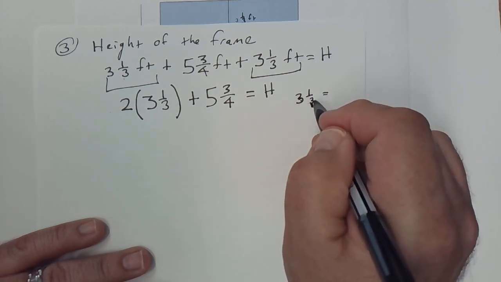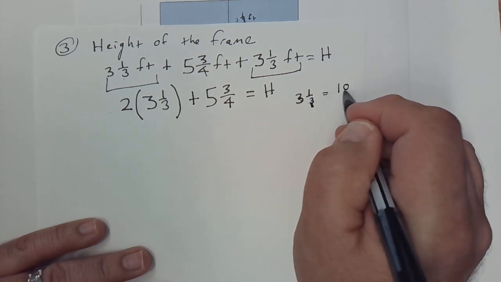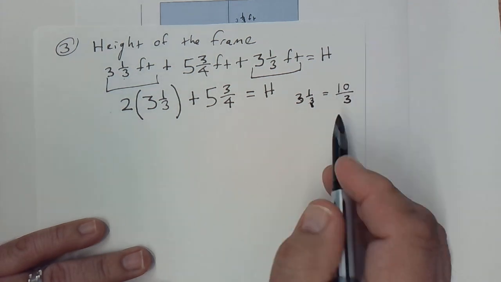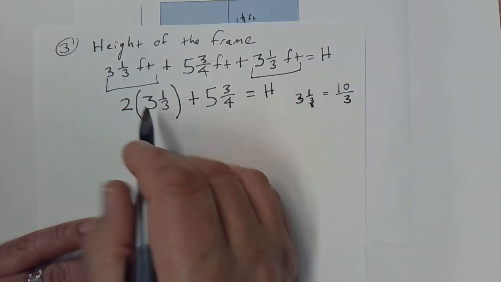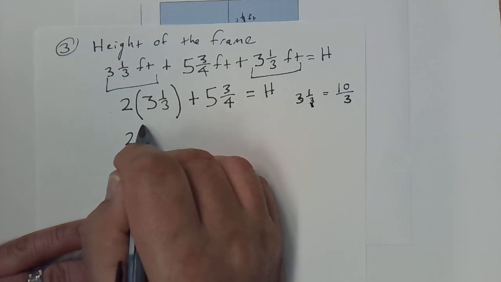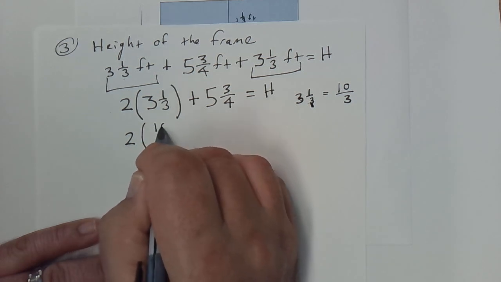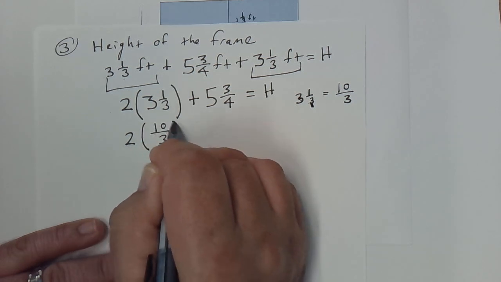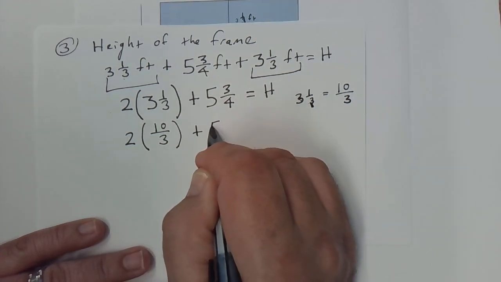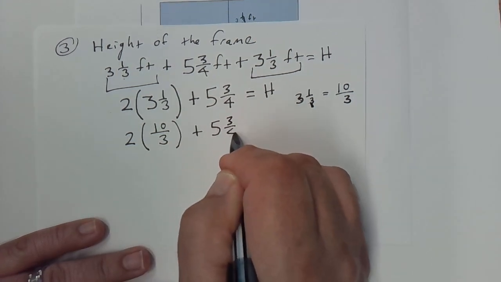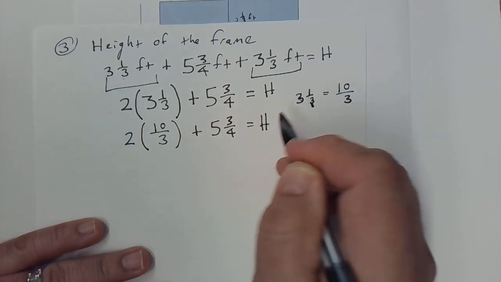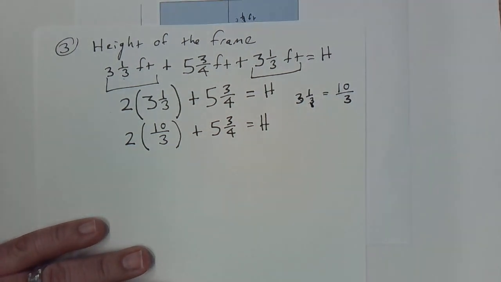So 3 times 3 is 9, plus 1 is 10. So it's 10/3 is my improper fraction. So let's rewrite this here. 2 times 10/3 plus 5 3/4 is equal to the height. So I've rewritten it with an improper fraction.